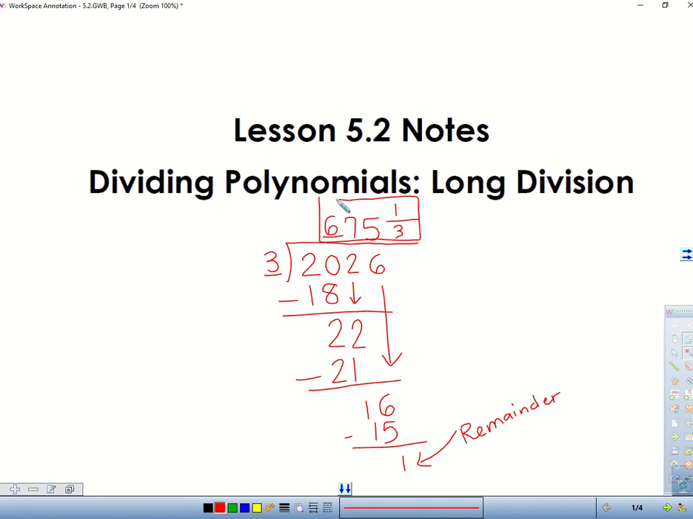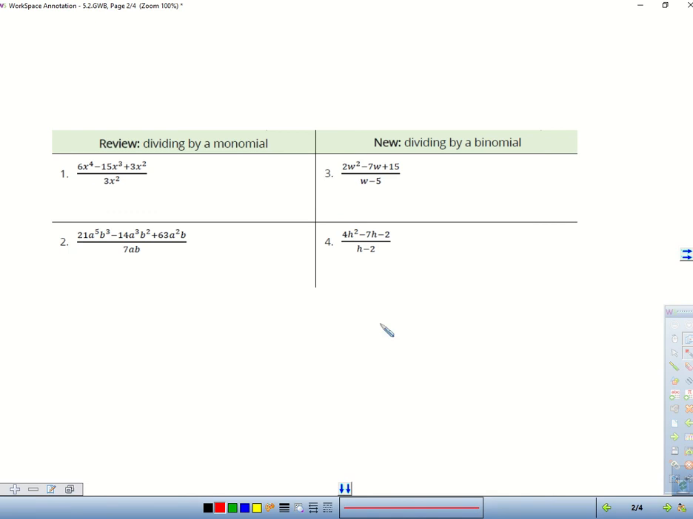So this is just showing you how long division works. Regular polynomial long division is very similar. So I just kind of wanted to get your mind back into how that process works. But before we do that, we're going to review dividing by a monomial first.